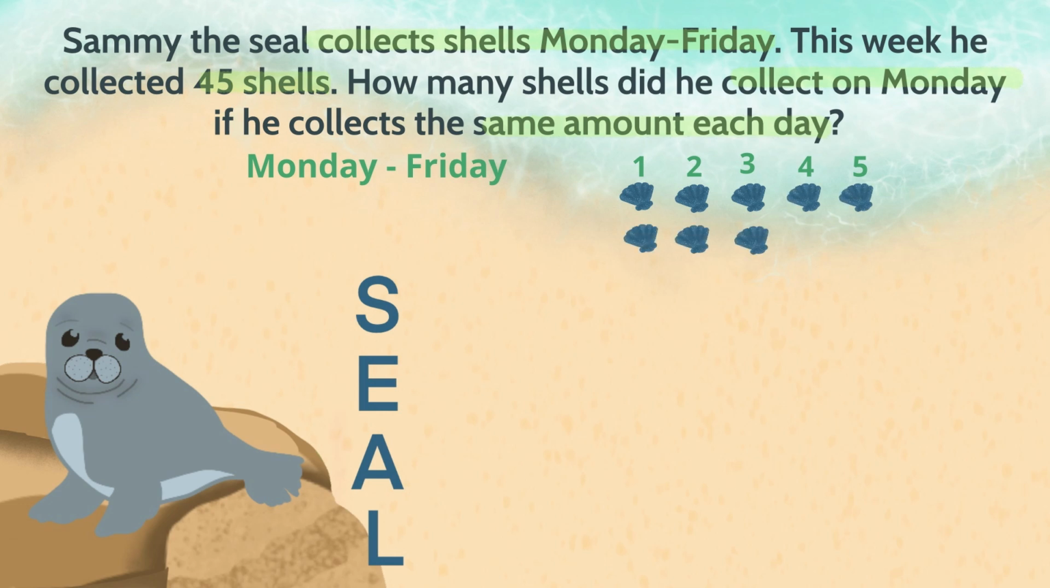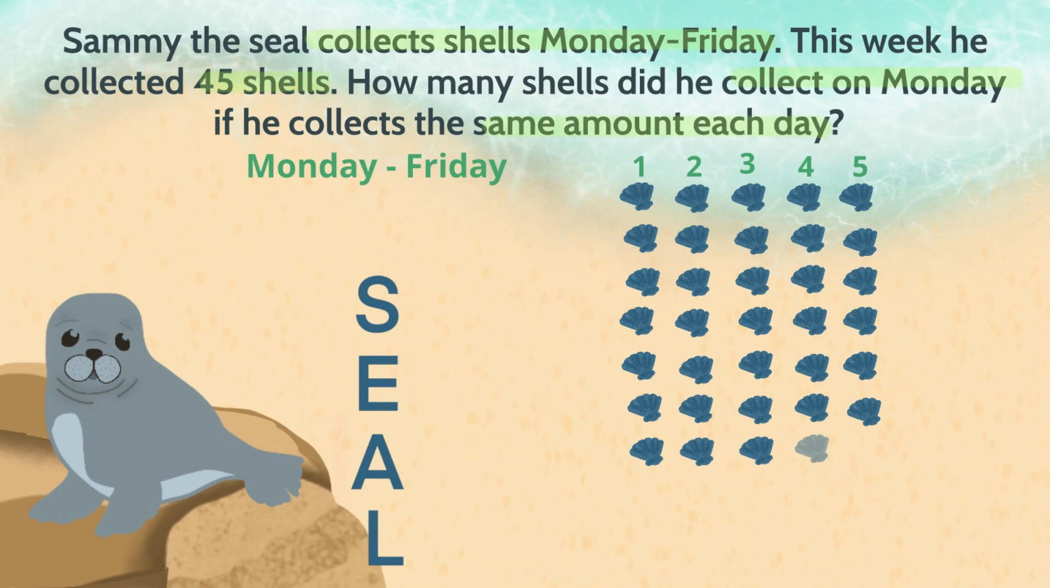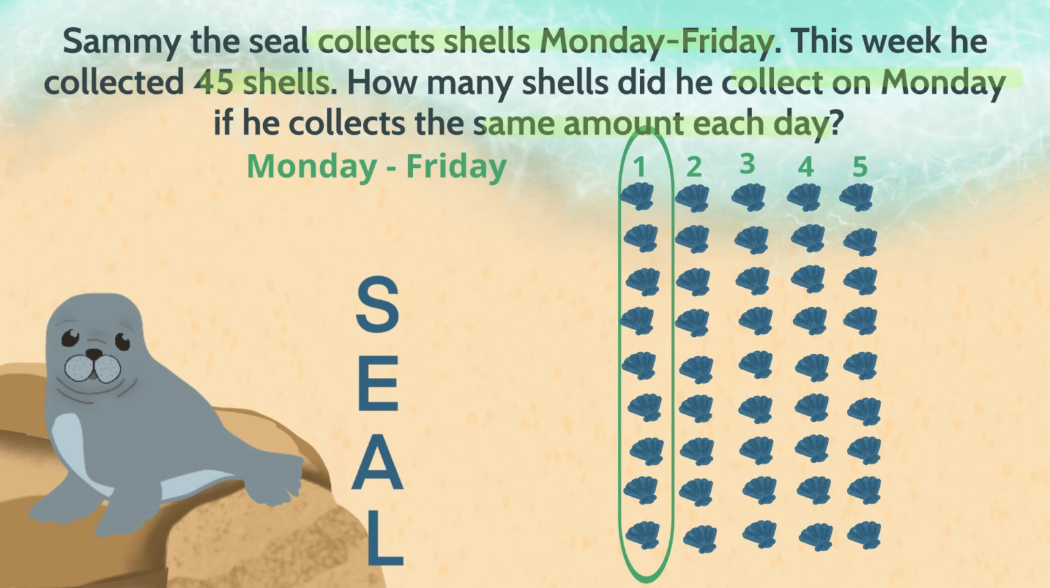5, 10, 15, 20, 25, 30, 35, 40, 45. Now, I can easily see the number of shells Sammy collected each day. Sammy collected 9 seashells.